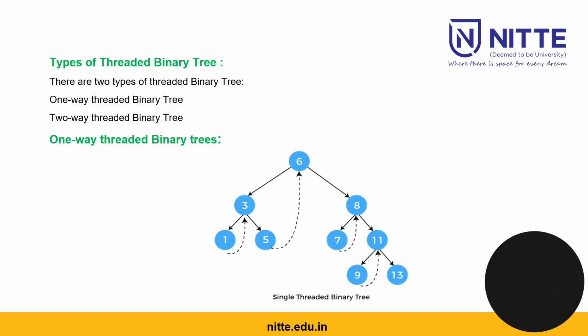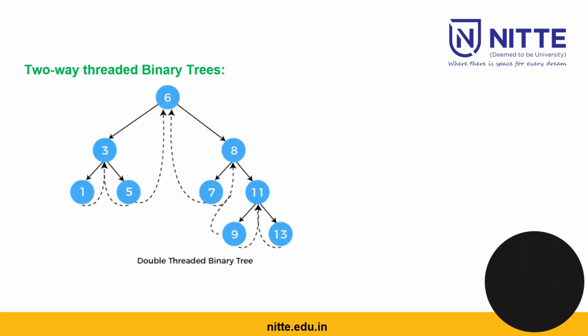Here 5 will point to its right side, which is here 6. If you take 7, it will point to the right side, the right side is 8. If you take 9, it will point to 11 here. So like that, this is called a one-way threaded binary tree. In only one side, the thread will point.